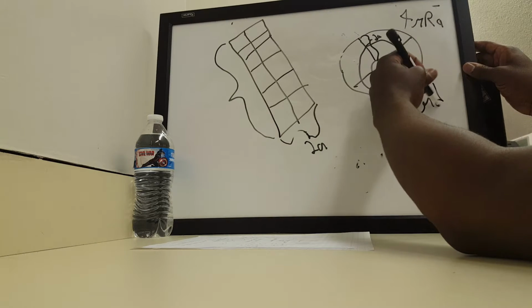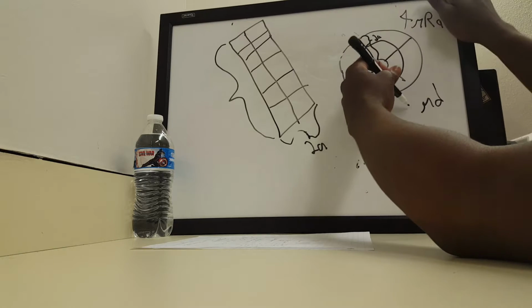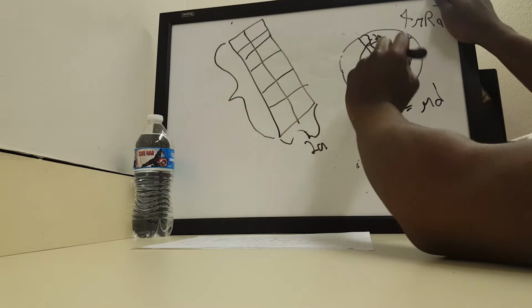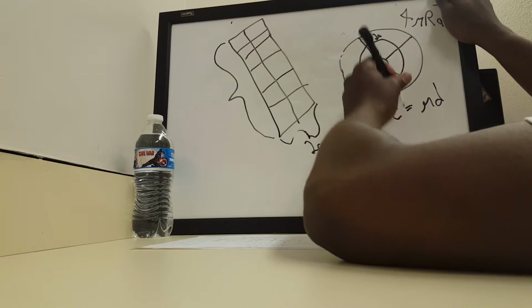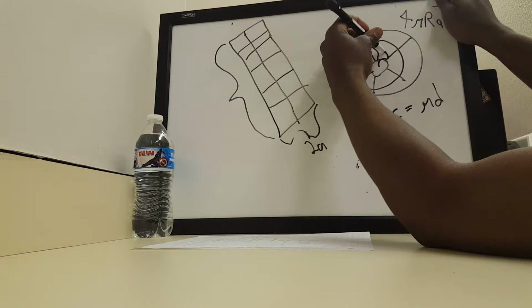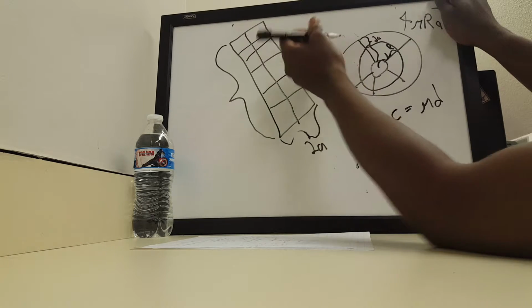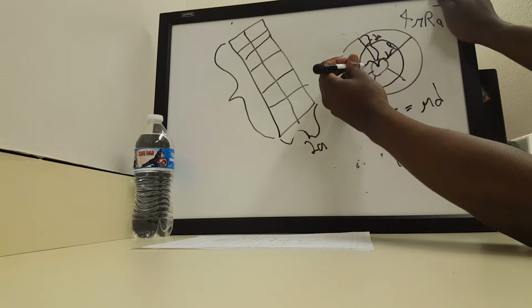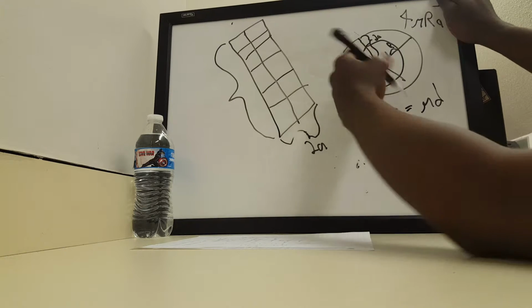pi d equals circumference. If we were to apply this formula on the torus, we know that the radius is equal to r, and then we get another r on this side, so it's actually not going to be 2r.